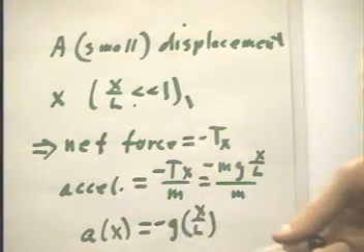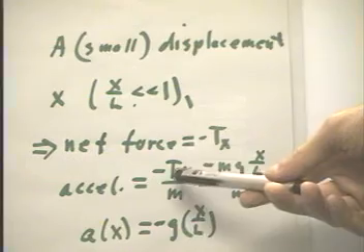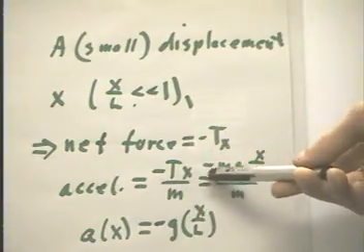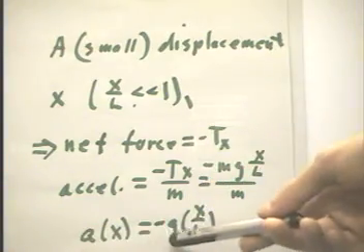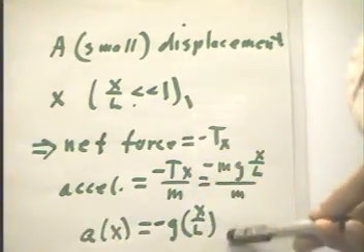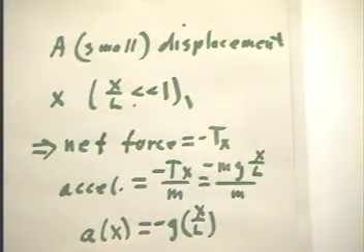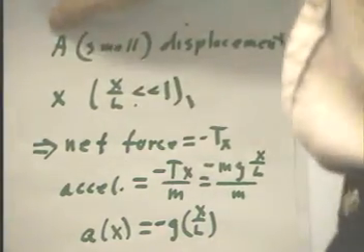The acceleration is therefore negative Tx over m. Now, what's Tx? That's negative mgx over L. Divide by m, you get acceleration equals negative g times x over L. And in a minute we'll see that we can take this acceleration and use a little bit of calculus, and I'm going to show you the calculus. If you're in a calculus-based course, then of course you need to know the calculus. If not, you should appreciate it because you can understand most of what I'm going to talk about here.